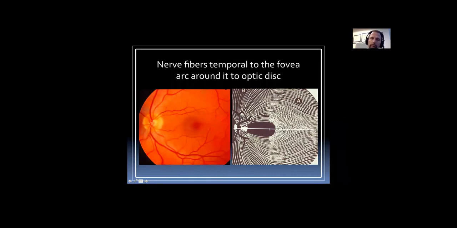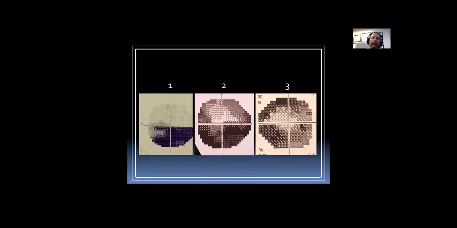So if there's a problem anywhere below the horizontal midline, or at the disc below the horizontal midline, you're going to be affecting the nerve fibers and the vision above the horizontal midline, and vice versa. If there's a problem superiorly, you're going to cause a problem inferiorly, and these will respect the horizontal midline. So all three of these visual fields are examples of field defects where there is some respect to the horizontal midline. Now, the first one is obvious.